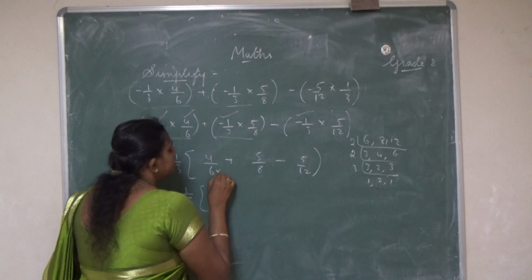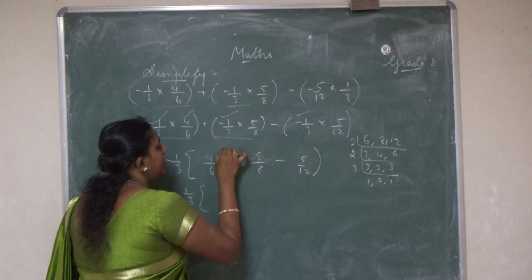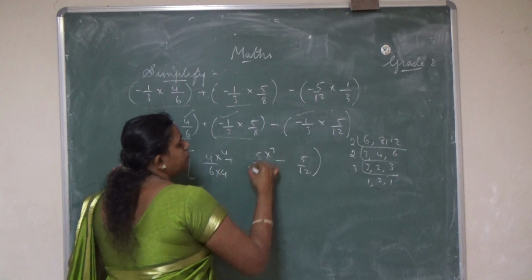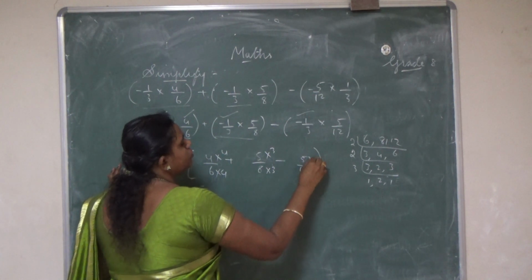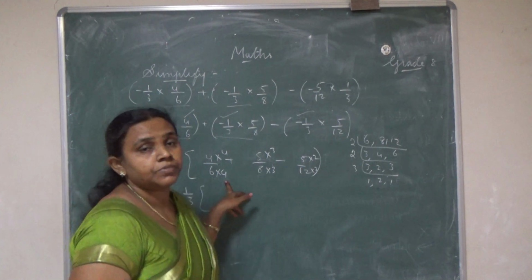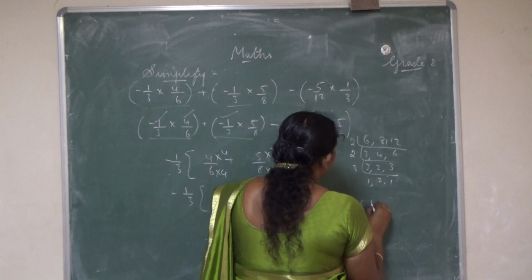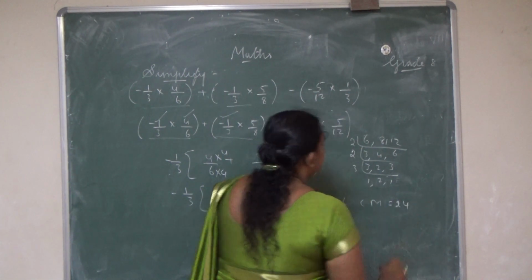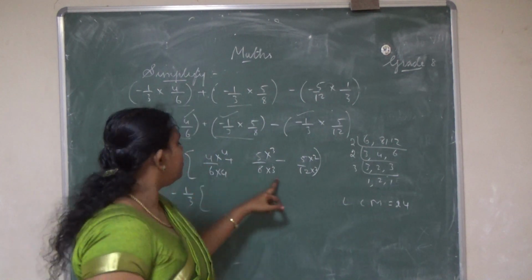So what I have to do? I want to convert. 6 4s are 24, so put the 4 on the numerator. 8 3s are 24, so put the 3 on top. 12 2s are 24, so put the 2 on top. Can you understand? The LCM is 2 2s are 4, 3s are 12, 2s are 24. The denominator 24 must come.